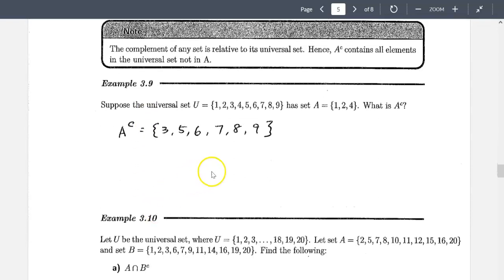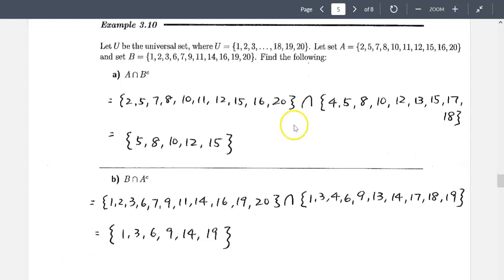So here's another example. Okay, suppose the universal set is 1, 2, 3, 4, 5, 6, 7, 8, 9. If A is 1, 2, and 4, what is A complement? A complement is anything that's not in A but in U. So since A is 1, 2, and 4, A complement will be 3, 5, 6, 7, 8, and 9.